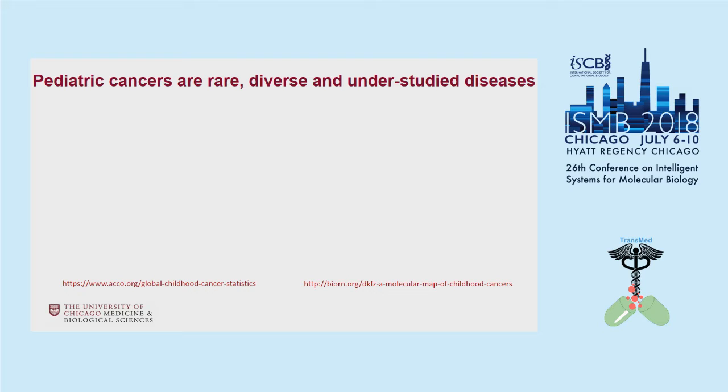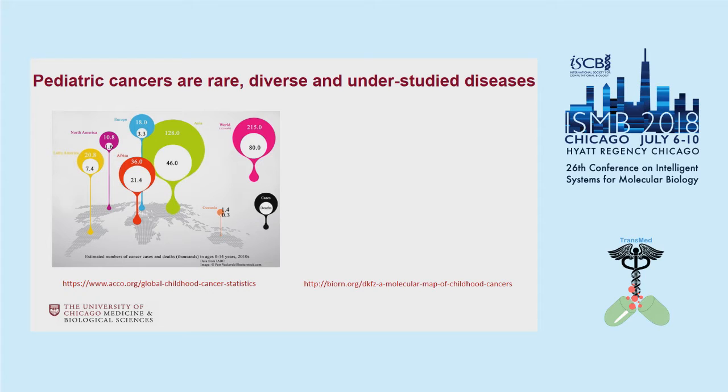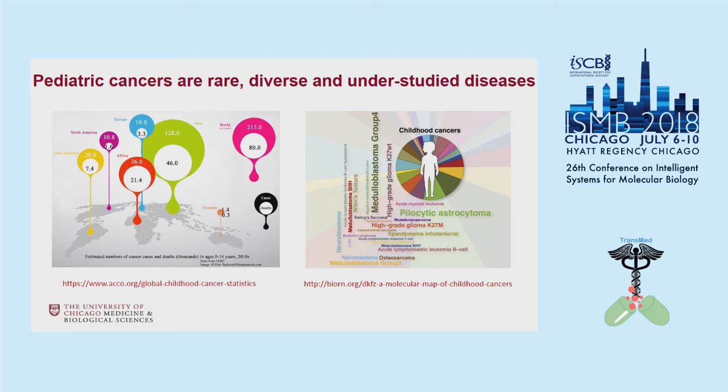As you know, pediatric cancers are very rare, also very diverse and understudied. By saying that, you can find on that figure, usually every year there are about 200,000 pediatric patients diagnosed as cancer patients, and among them about 80,000 children will die from the cancer. And pediatric cancer is also very diverse. It could happen in different parts of the human body, and it has different kinds of prognosis.